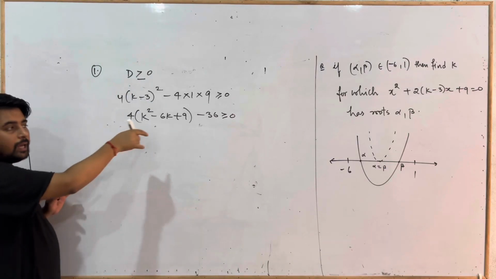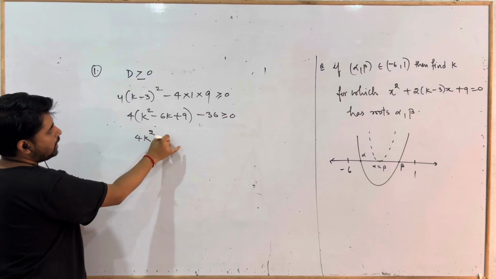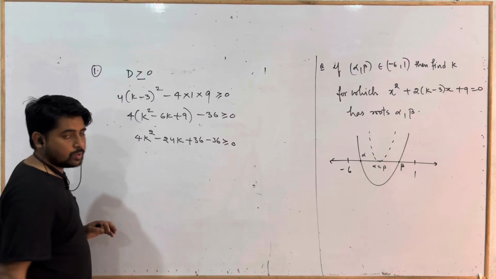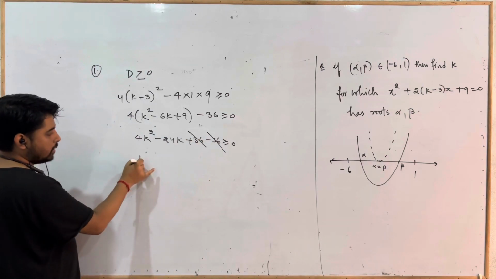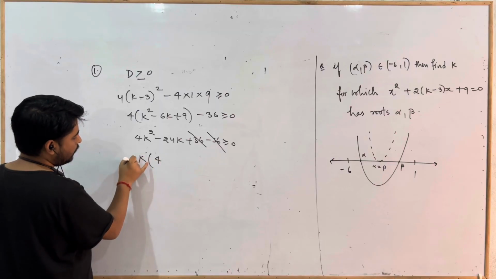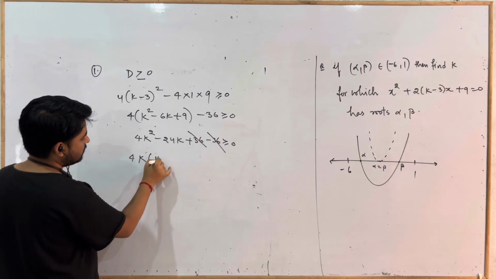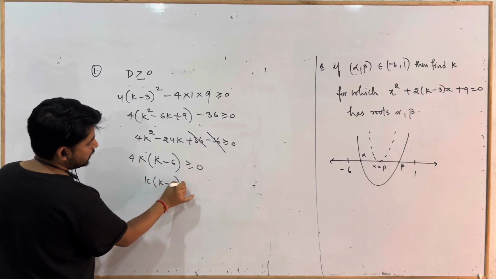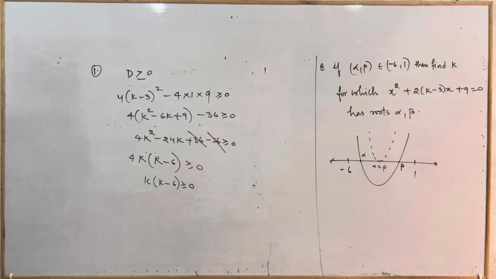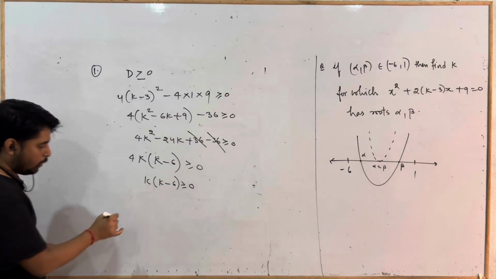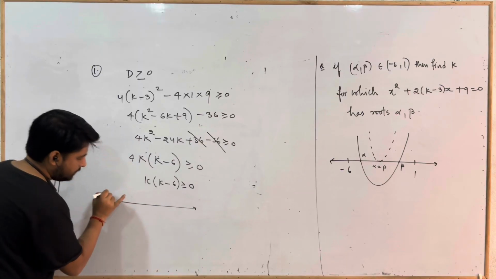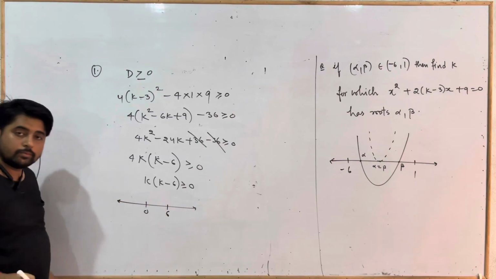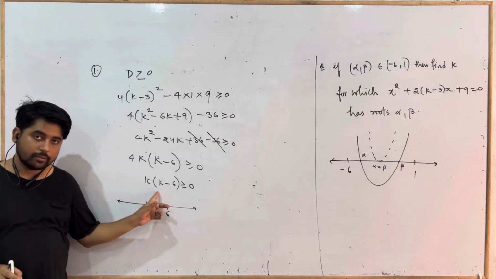Done? Now multiply this one. So 4k square minus 24k plus 36 minus 36 is greater than or equal to 0. 36 cancels out there. Take 4k common here. So this will be k minus 6 greater than or equal to 0, that is k into (k minus 6) is greater than or equal to 0. Okay. Now I am going to solve this inequality. So this factor will be 0 at 0, this factor will be 0 at 6. Right? All the coefficients are positive here.